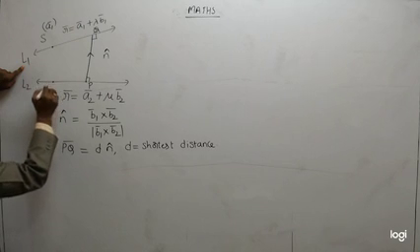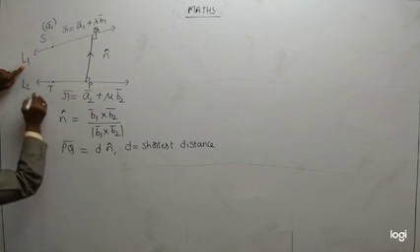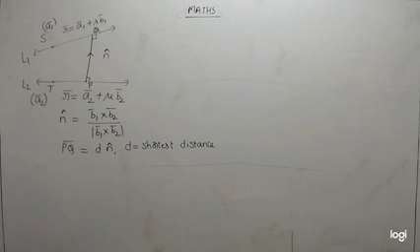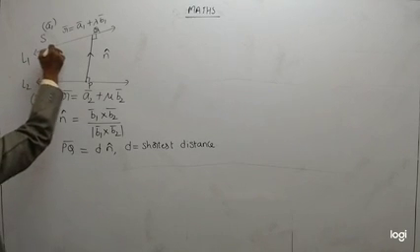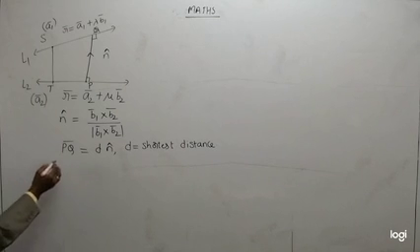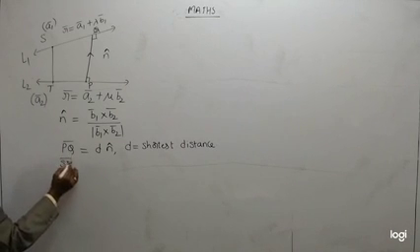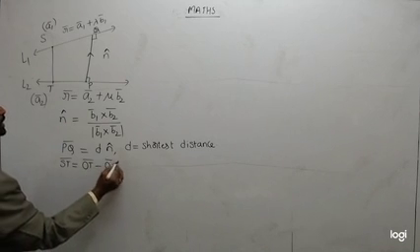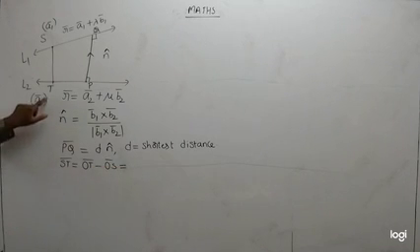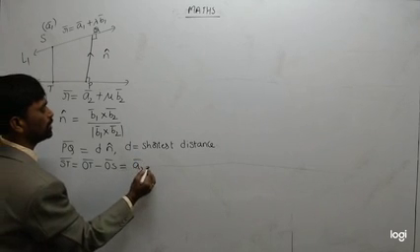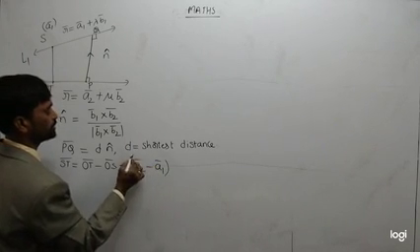So T is a point on the line L2 whose position vector is A2 bar. Then join S and T. Then the vector ST bar becomes what? OT bar minus OS bar. That is the position vector of T minus position vector of S, which is equal to A2 bar minus A1 bar.